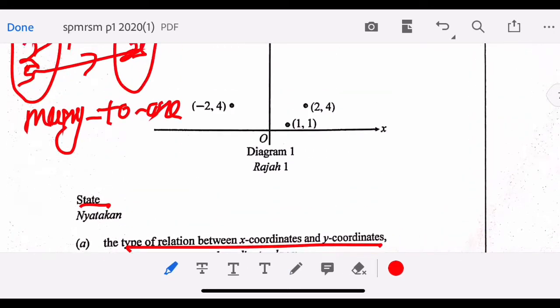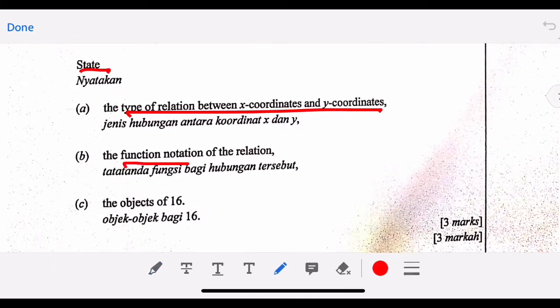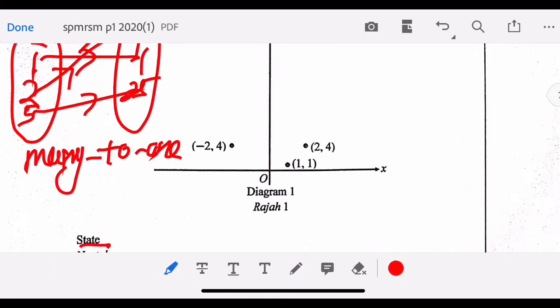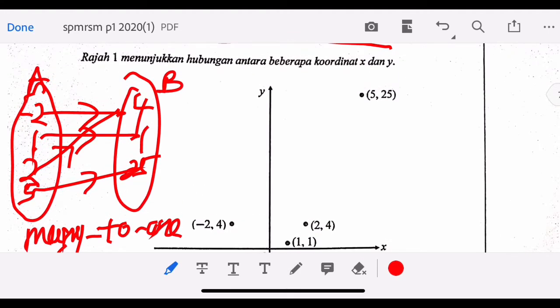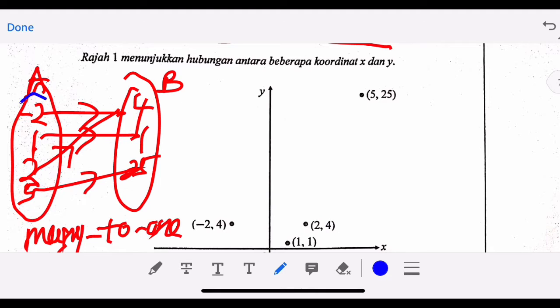And then for the next question, the function notation of the relation. Normally, how you derive the function notation is you study -2. How do you convert -2 to 4?